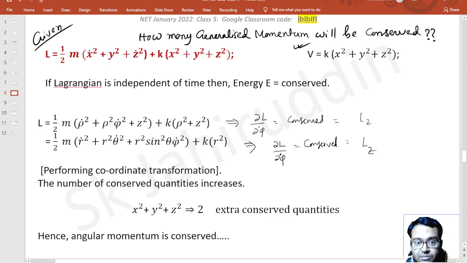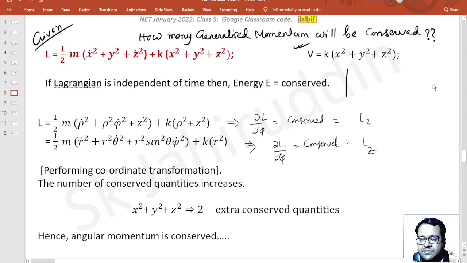So just after looking at this problem, you might say the Lagrangian is dependent on x, y, z, all three. So there is no coordinate for which we can take del L del x equals 0, or del L del y equals 0, or del L del z equals 0. We cannot tell. So you may conclude that no angular momentum is conserved, but that will be wrong.